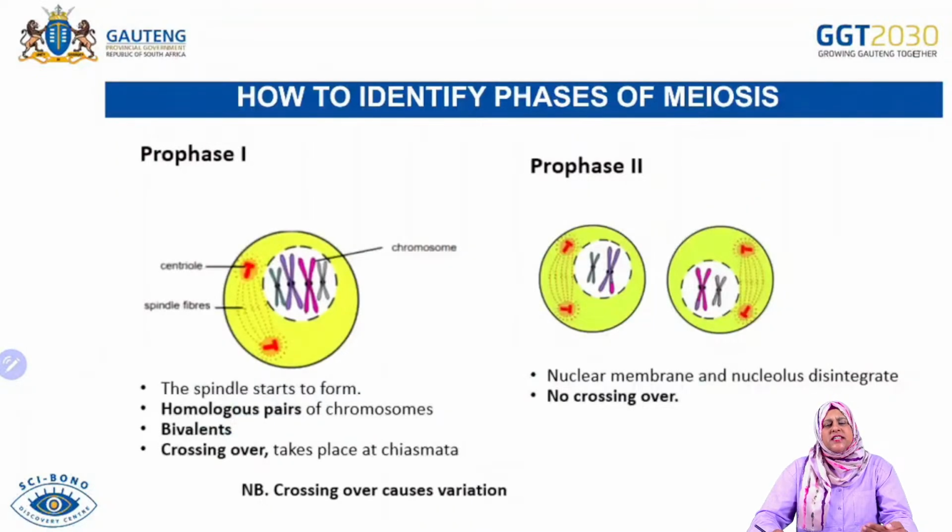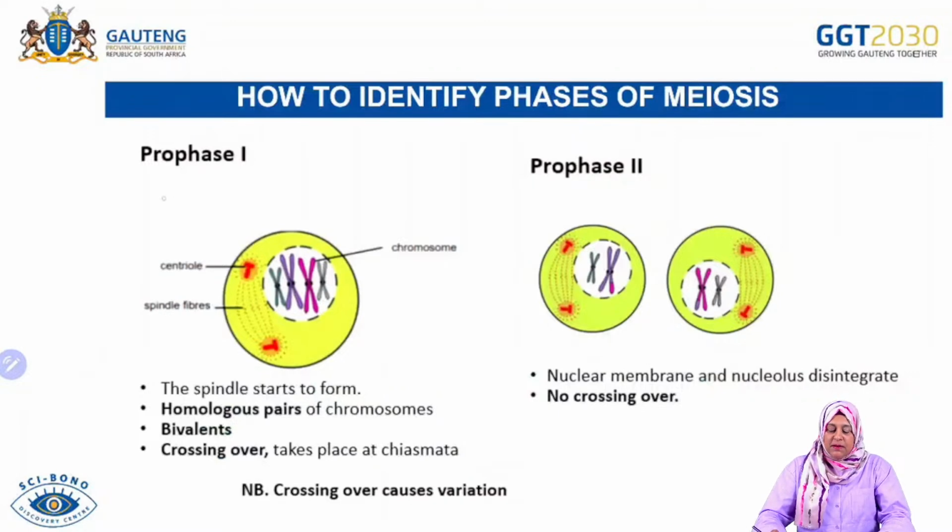Now, how do we identify the phases in meiosis? What we've done here is put the first meiotic division and the second meiotic division, and I'm going to explain how you can work out the difference between the phases, because you are asked this in the exams and many of you are not aware of how to differentiate between these 2 phases. So firstly, we look at prophase 1.